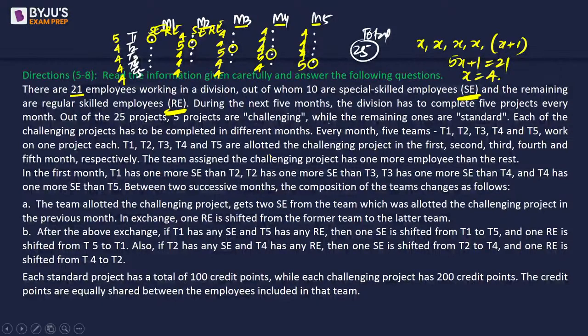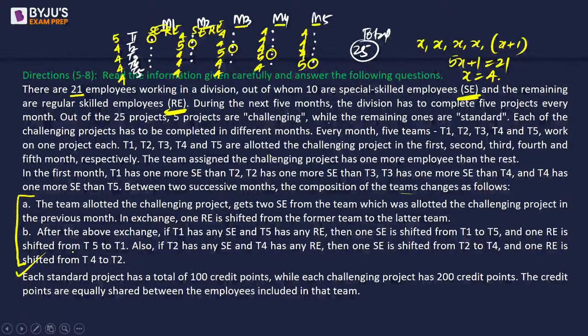So we will need a table where we are supposed to have 5 major or 5 primary columns. Out of each of the primary columns, there will be further division of 2 more columns, each column for SE and RE. There are supposed to be 5 rows, each row for each of the teams across 5 months. And between 2 successive months, the composition of the team changes are as follows. So, कोई condition given. Now, it is also said that each standard project has a total of 100 credit points, while each challenging project has 200 credit points.